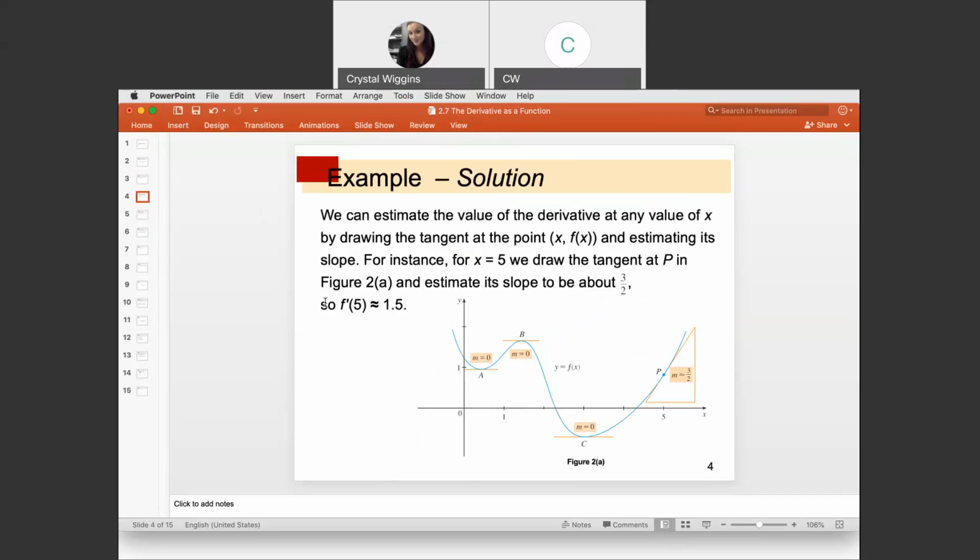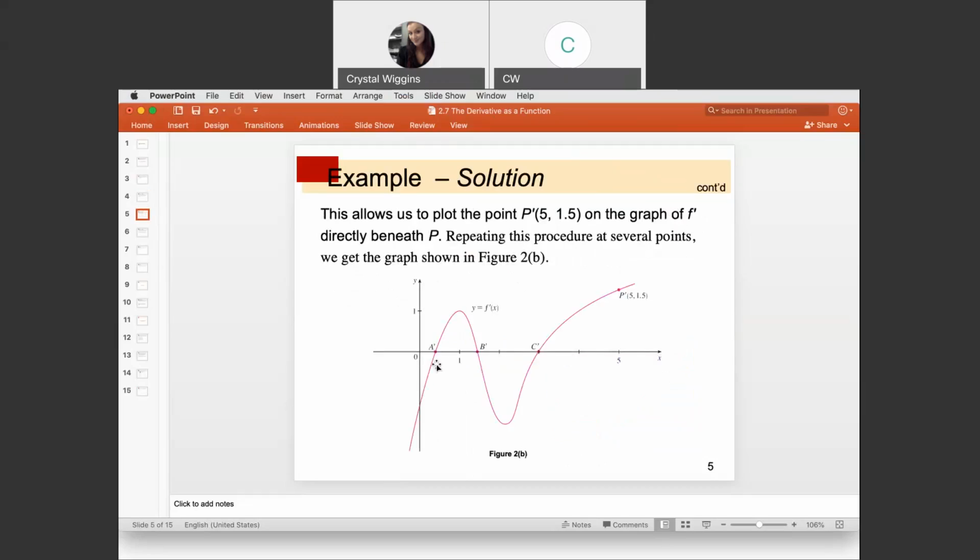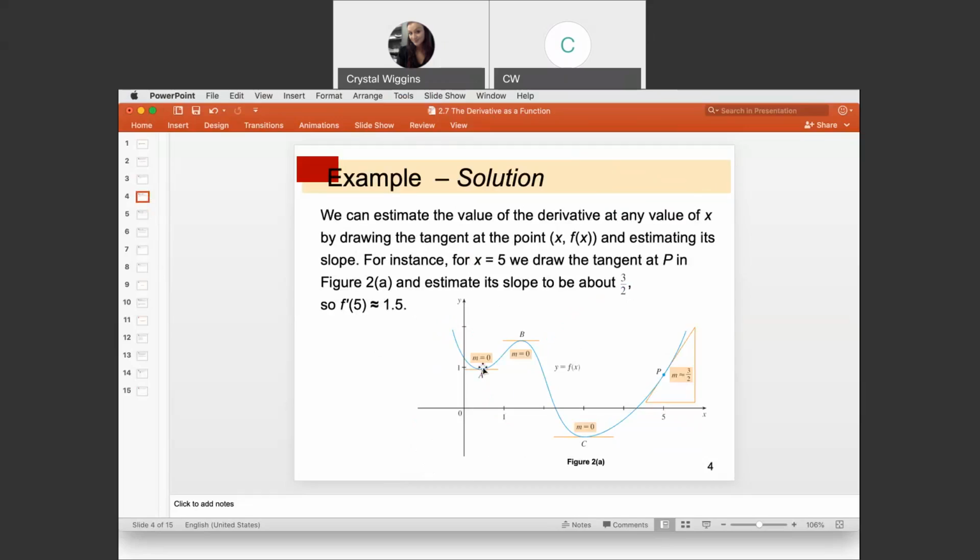Okay, I think I said that backwards. Notice that the original function is decreasing from negative infinity to a. So because it's decreasing there, the derivative is below the x-axis. The derivative is above the x-axis between a and b, which translates to the original function increasing.